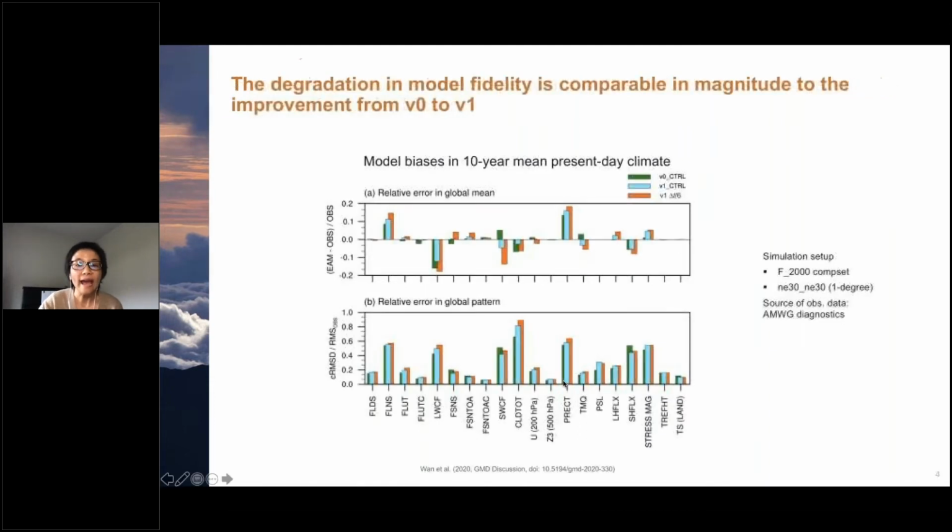But if I add the V0 simulation to this plot, which is now indicated by these dark green bars, you might realize that the degradation of model fidelity when we shorten the model step size in the V1 model is, in terms of magnitude, pretty close to the improvement that we saw when the model evolved from V0 to V1, which is not very nice.